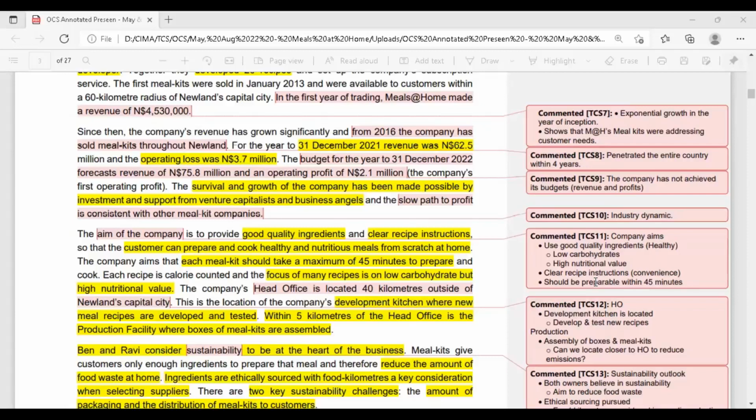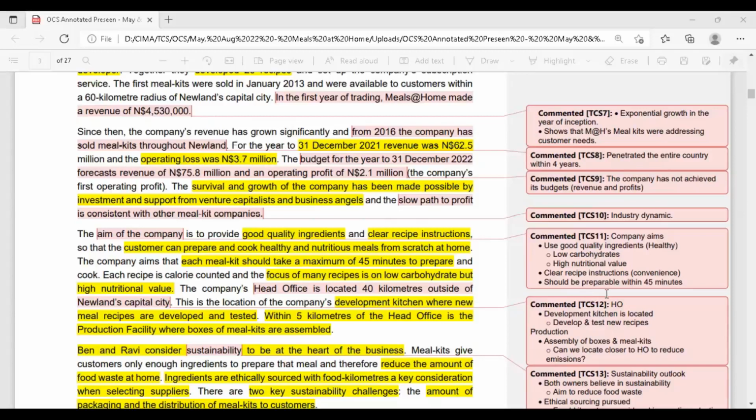So at Meals at Home, the two founders were looking for convenience when it comes to food preparation. So the company is trying to provide the same type of convenience which the two founders were looking for by giving clear recipe instructions. And any type of meal kit which is sold under the Meals at Home brand should be preparable within 45 minutes. So that is in line with industry dynamics.